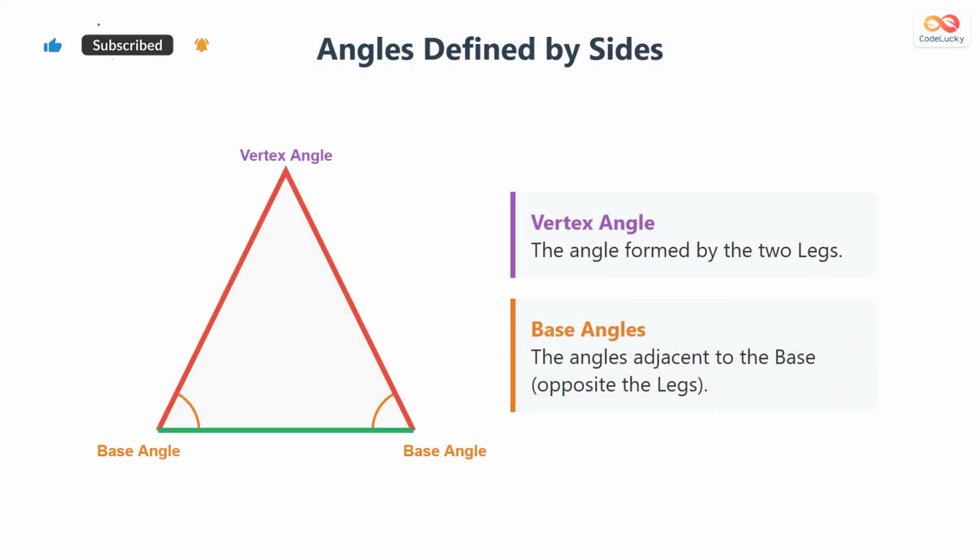These names also help us identify angles. The angle at the top, formed where the two legs meet, is called the vertex angle. The two angles at the bottom, which are opposite the legs, are called the base angles.